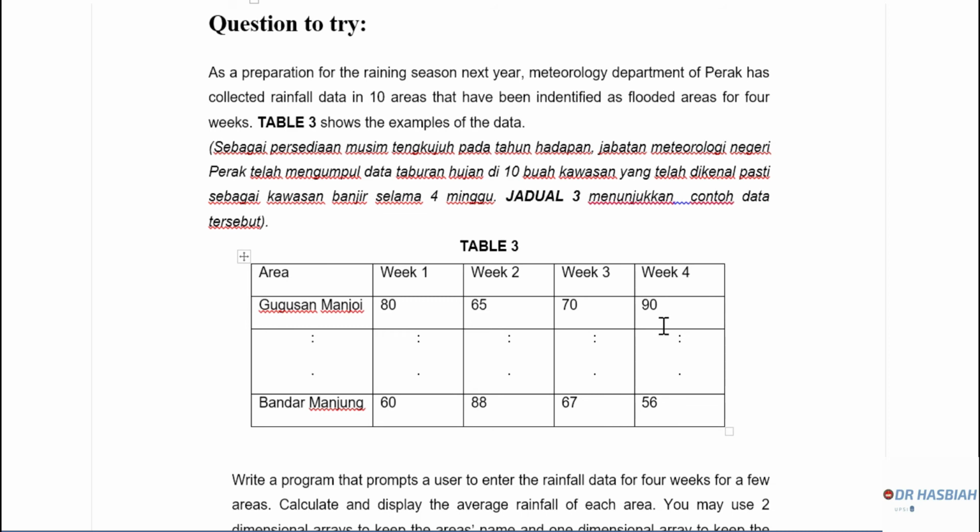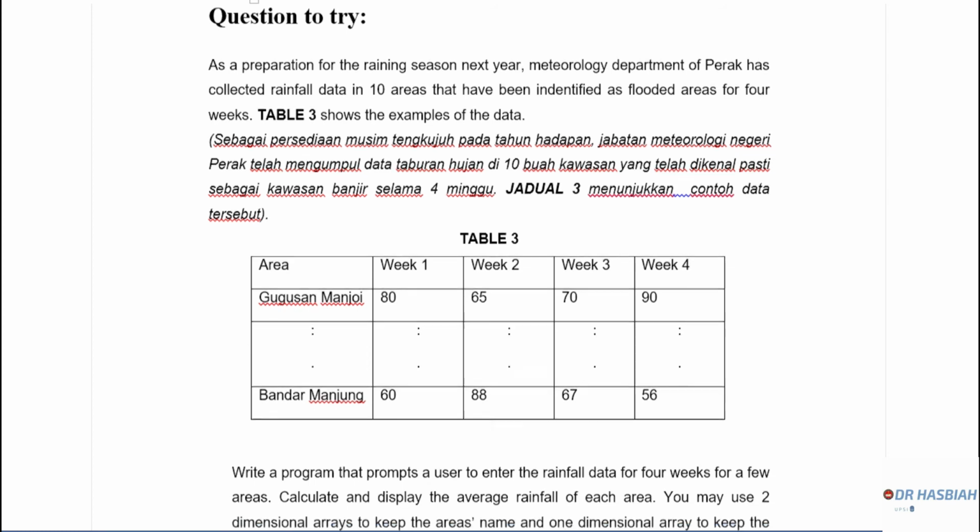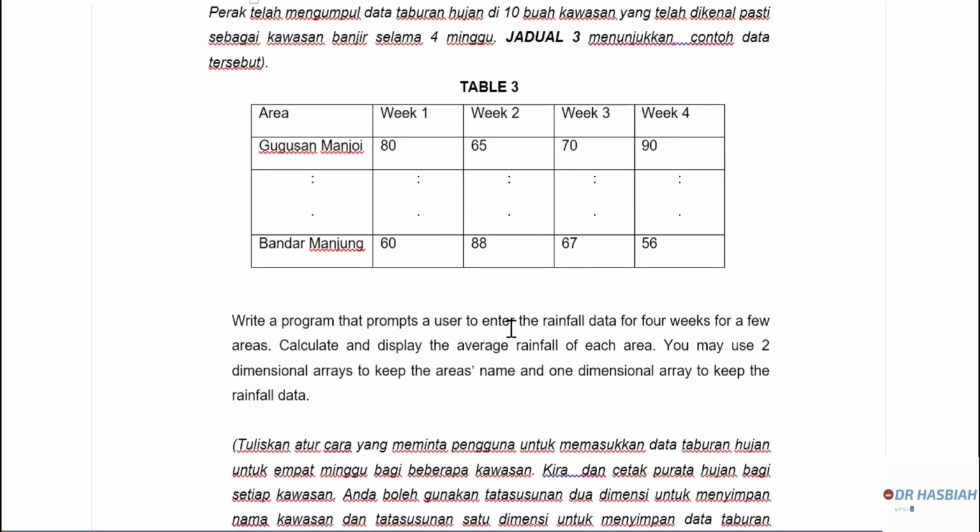So what is the question here? Write a program that prompts the user to enter the rainfall data for 4 weeks. You have to enter the rainfall data for 4 weeks for a few areas, right? Calculate and display the average rainfall of each area. Let's say for Gugusan Manjoi, you enter the rainfall data for week 1 80, week 2 65, 70, and then 19. Then you have to calculate the average of rainfall for Gugusan Manjoi, and then you have to display the average.